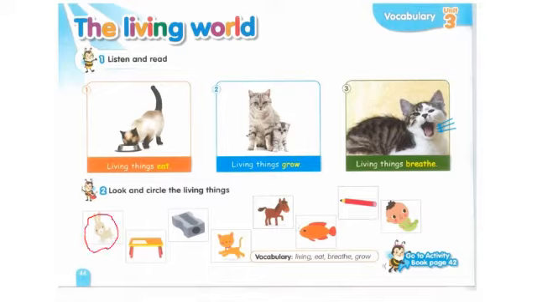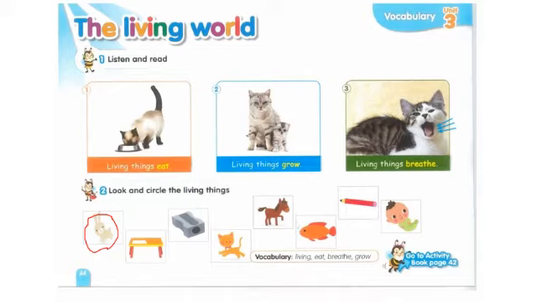The second picture here, we have a table. Is the table a living thing? Let's ask the three questions. Does it eat? No. Does it grow? No. Does it breathe? No. So it's not living, we're not going to circle it.